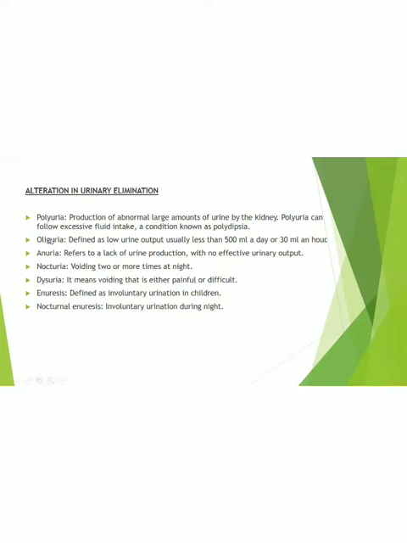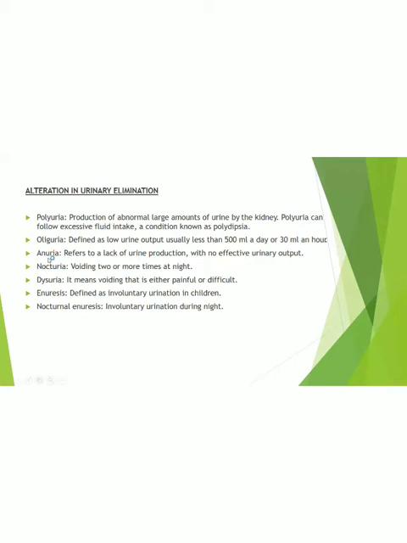So next is oliguria. Here the body or the kidney produces less urine, that is 500 ml a day or 30 ml an hour. The normal urine output, as we have seen in the last class, is 1000 to 2000. So when the urine is less than 500 in a day, that is called oliguria.